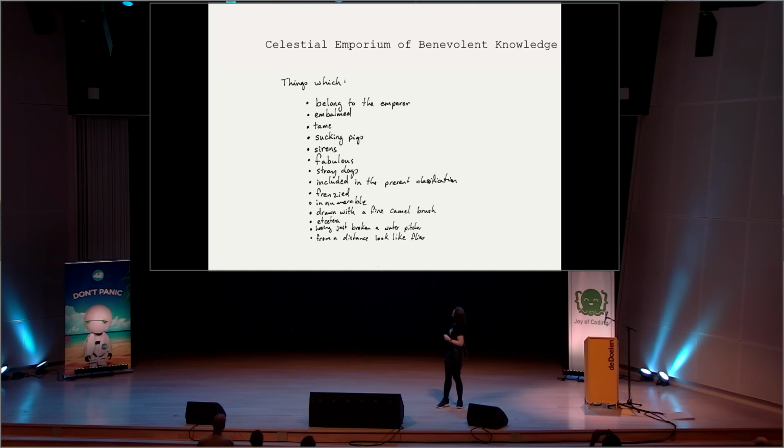And the text, I forget, I'm blanking on the name of the actual short story where this quote comes from. But the quote goes, celestial emporium of benevolent knowledge. It is a categorization. And what does this category contain? Things which belong to the emperor, things which are embalmed, things that are tame, sucking pigs, sirens, fabulous things, stray dogs, included in the present classification. Oh, geez, got recursive now. Frenzied, innumerable, drawn with a fine camel brush, etc., having just broken a water pitcher and from a distance looks like flies. How many of you have worked in such code bases? Yeah, that's what I thought.